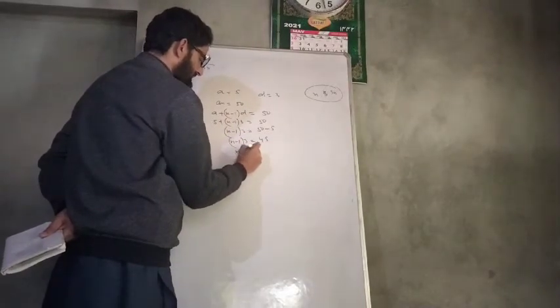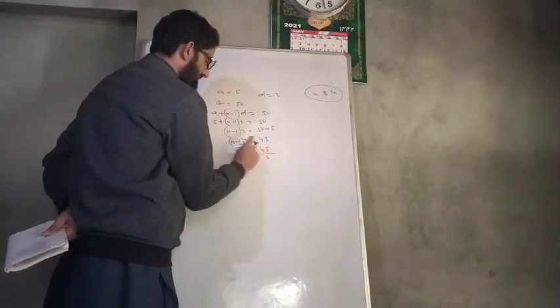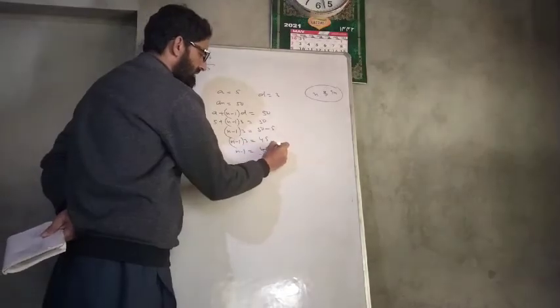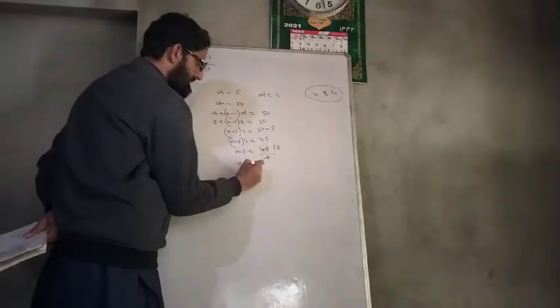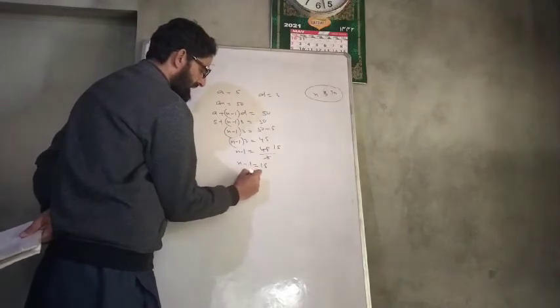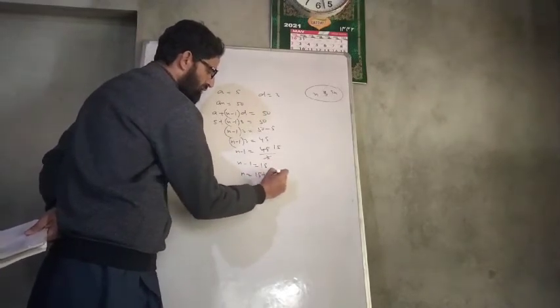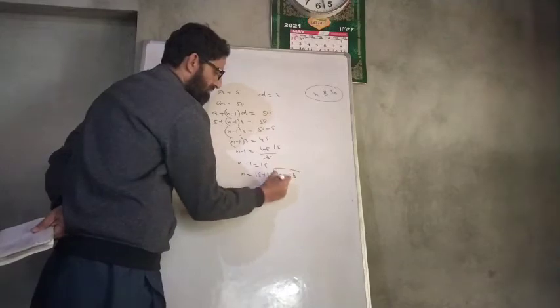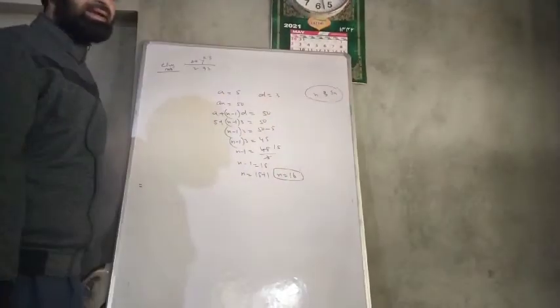What is n minus 1? It is 45 divided by 3. 3 fifteens are 45. So n minus 1 is equal to 15. What is n? n is equal to 15 plus 1. So n is equal to 16. Now we have found n, and now you can easily find Sn.